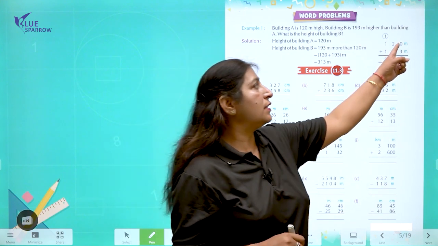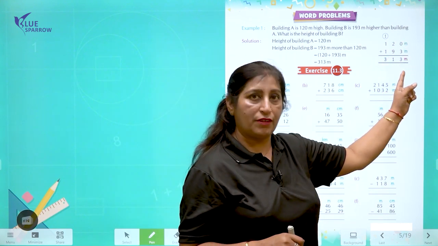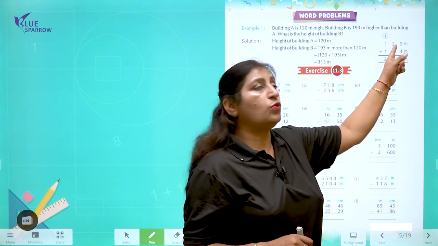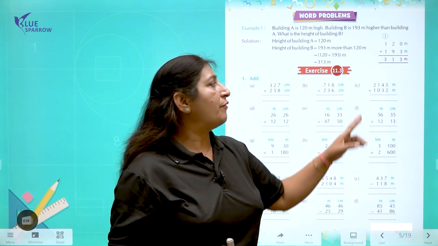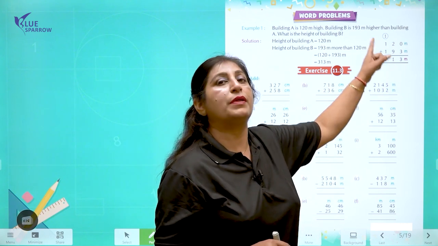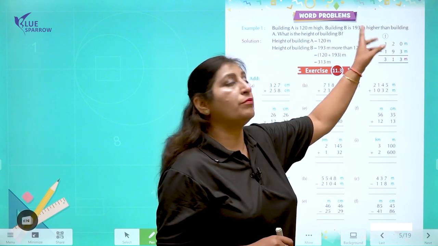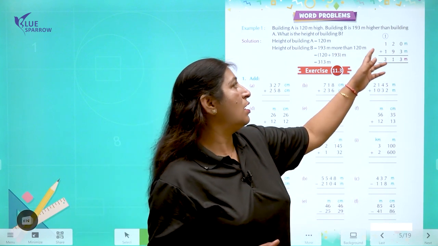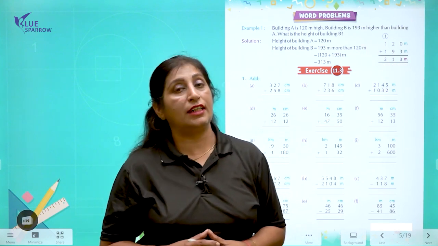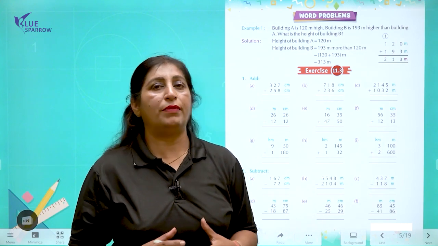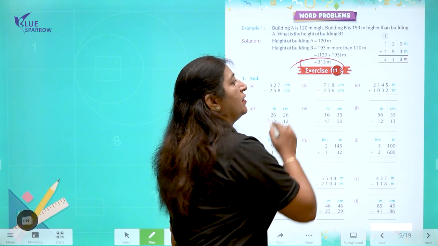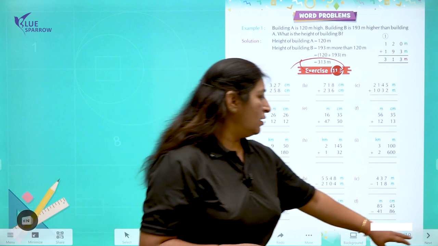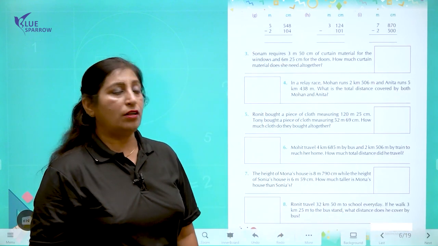When we add digits in ones column, 0 plus 3 gives us 3. When we add digits in tens column, the digits are 2 and 9, it gives us 11. We would write 1 in the tens column and 1 would be carried to the hundreds column, and in that column we get 3 digits, 1, 1, 1. By adding these 3 digits we get 3 as answer. So our length becomes 313 meter. So the height of building B is 313 meter. Now you can solve exercise 11.3 yourself to check whether you have learned the topic clearly or not.